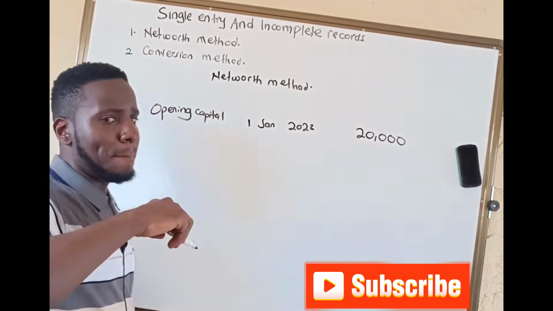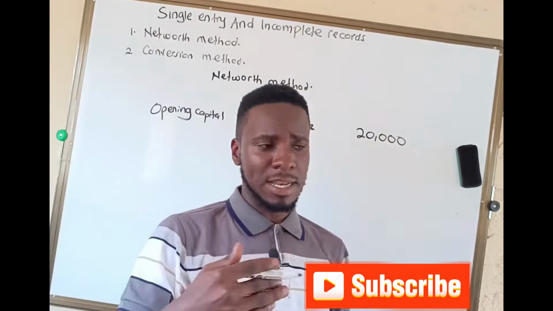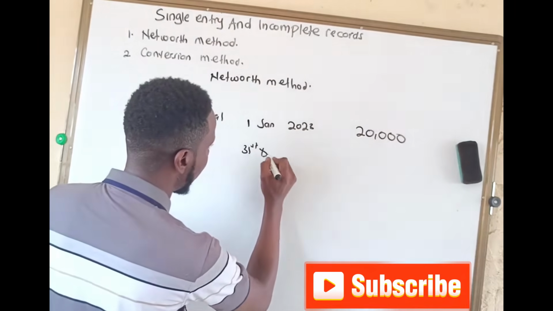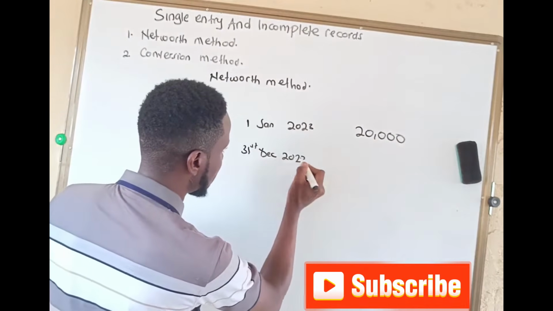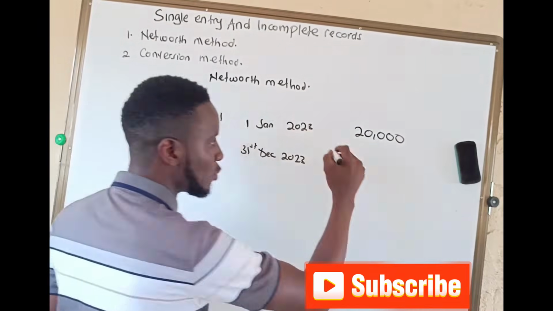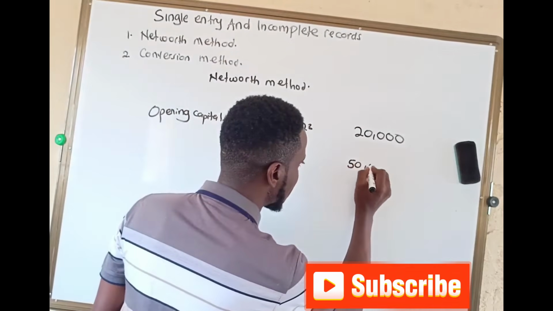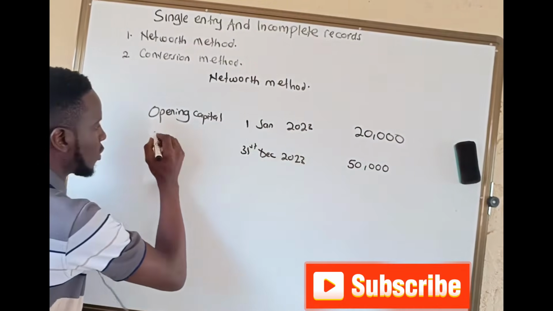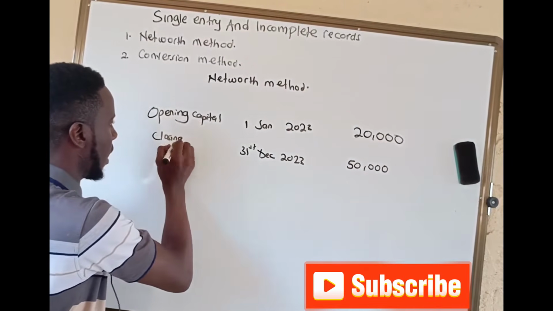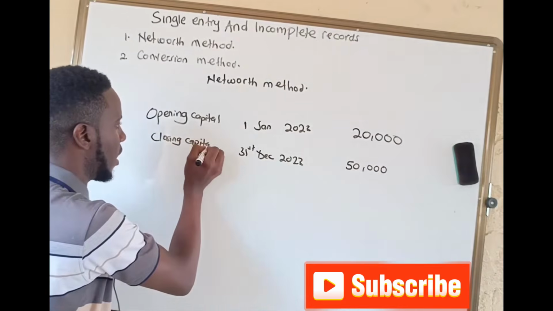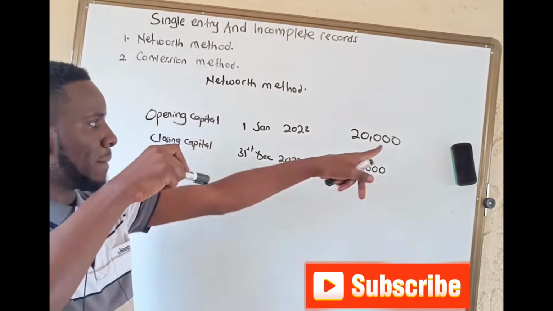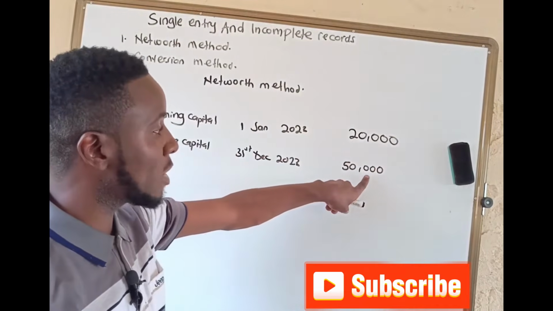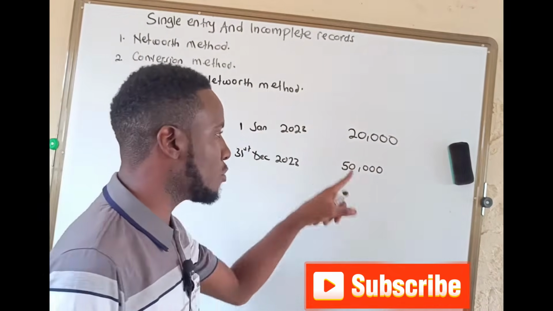So, by the time the year ends, let me say 31st December 2023, we actually check and we have 50,000 worth of capital. So this is what they call closing capital. Now, if this is what we started the business with, and at the end of the year we have this, in fact, we can ascertain the profit that we made during the year.